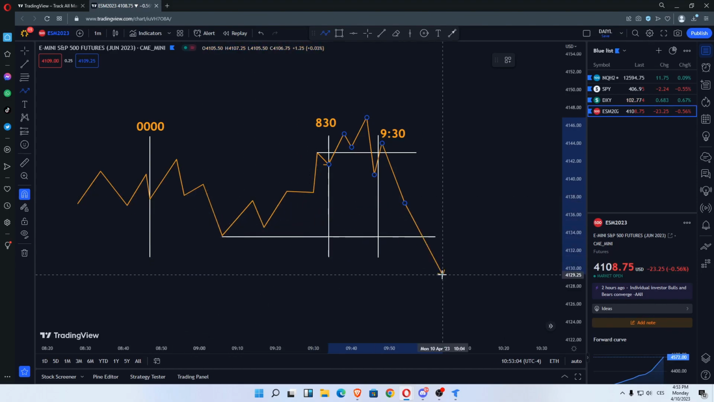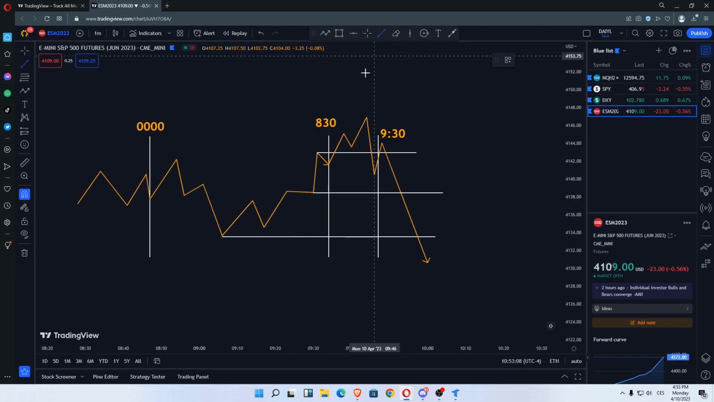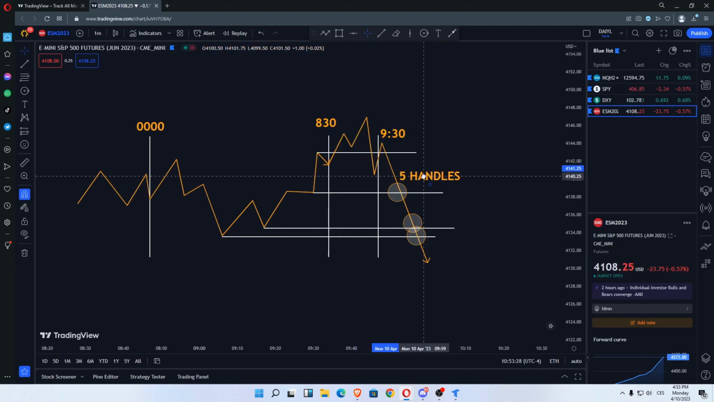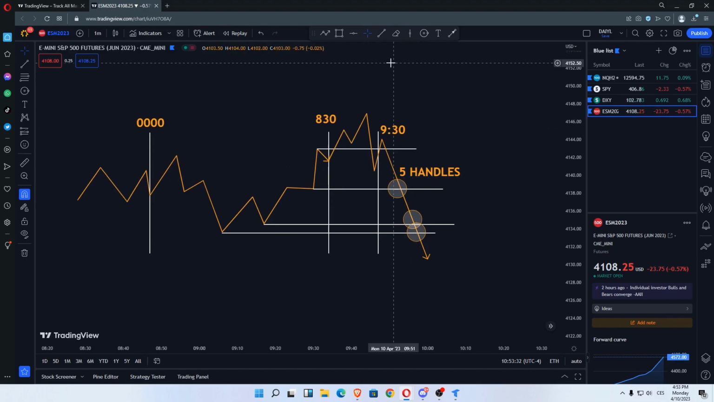So it could be, liquidity could be here or even here. So your partials should be taken here, here, and finally here. And always take 5 handles. And that could be like anywhere in here, but always take them.